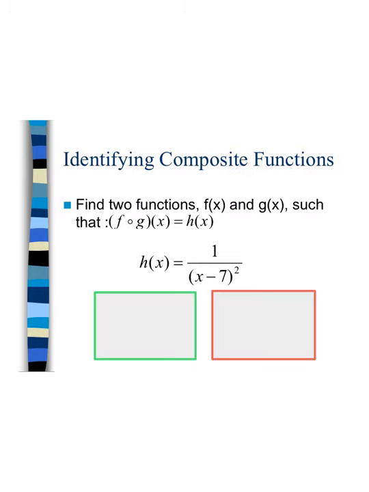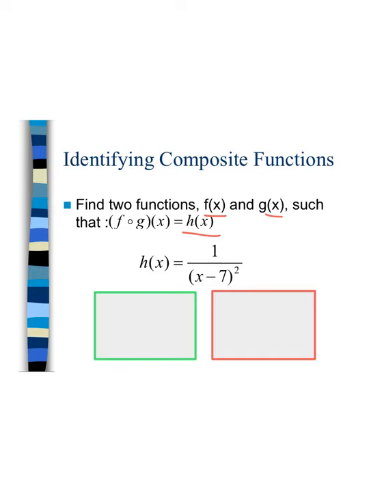All right, for our example here, we're trying to identify composite functions. And what that means is we're trying to find two separate functions, an f function and a g function, so that when I take the composition of them, I end up getting my h function. All right, so what that really means is this is my answer. This is what I want my two functions to come together to be.